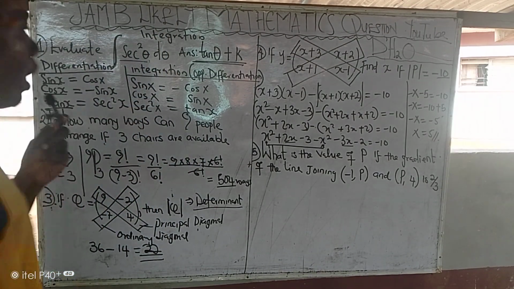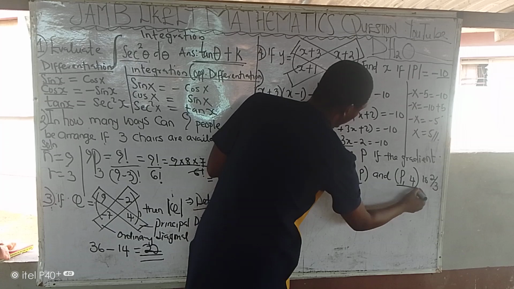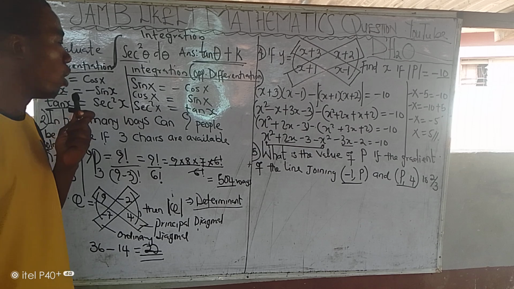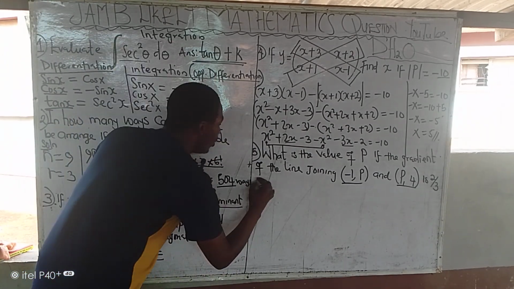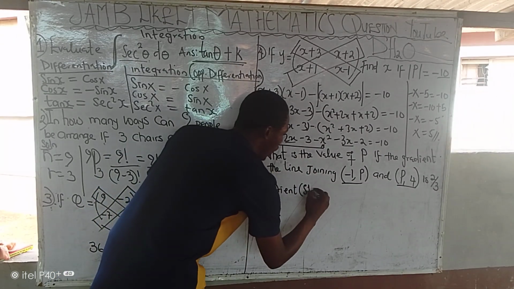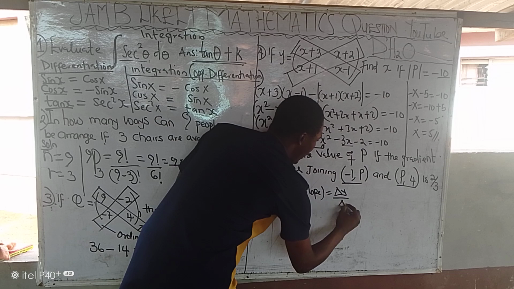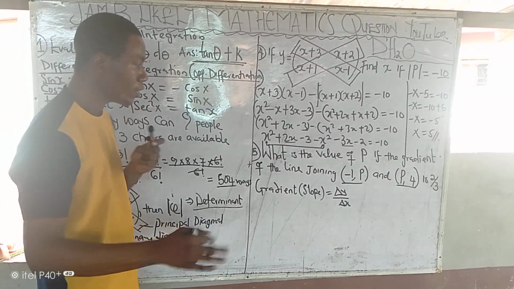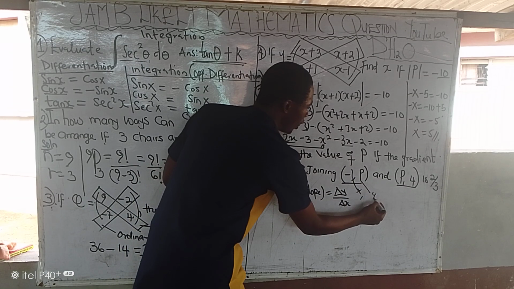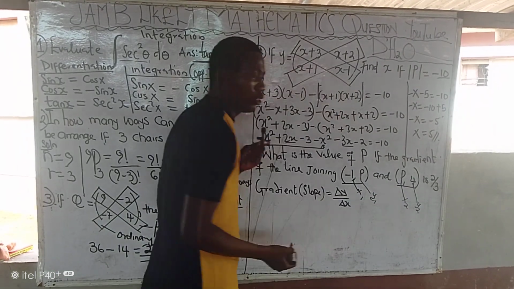Now, question number 5. What is the value of P if the gradient of the line joining this point and this point is 2/3? Remember, this topic is from your coordinate geometry. Now, from coordinate geometry, what is the formula for gradient? Your gradient is also called your slope. It means your change in y over change in x. Remember, this one is your x1, this one your y1, this one your x2, and this one your y2.